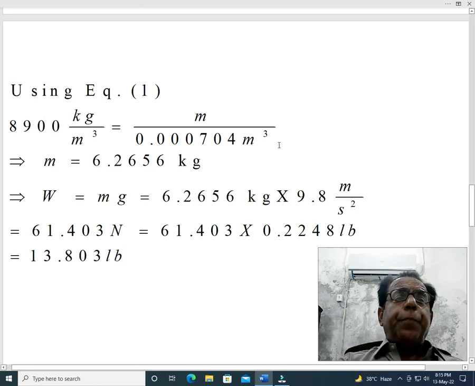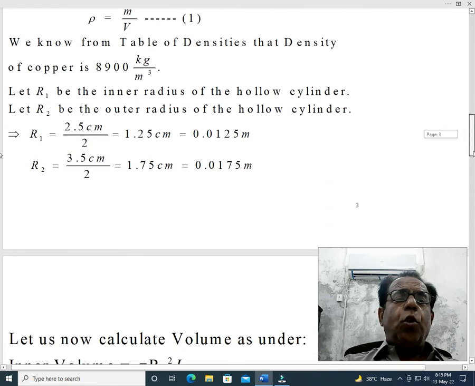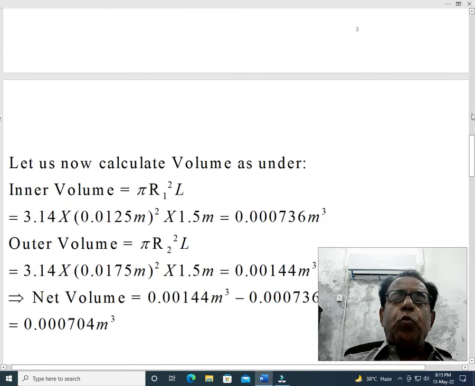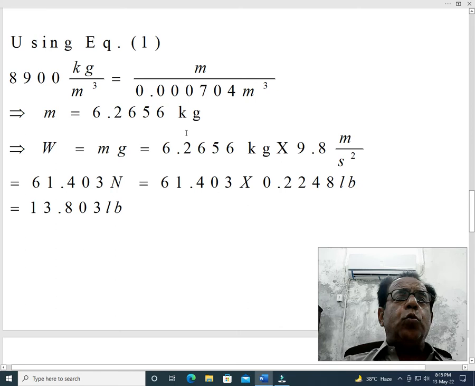Moreover, in place of volume we have used the value we have calculated, 0.000704 meter cube. Okay. This implies that mass, which we have to find out, will be kept on one side, and this thing will be shifted to the other side of equality, and this denominator will be multiplied with 8900. Okay, 8900.